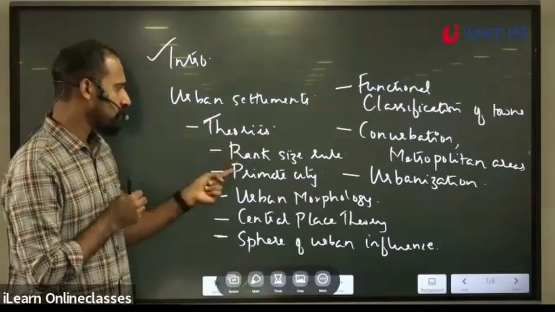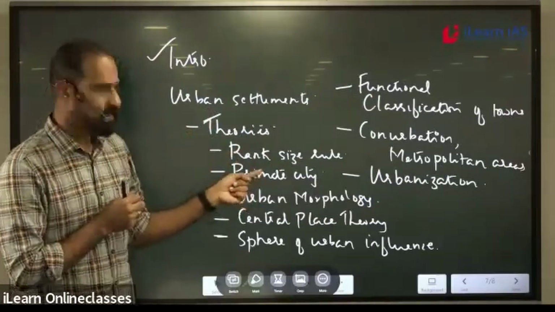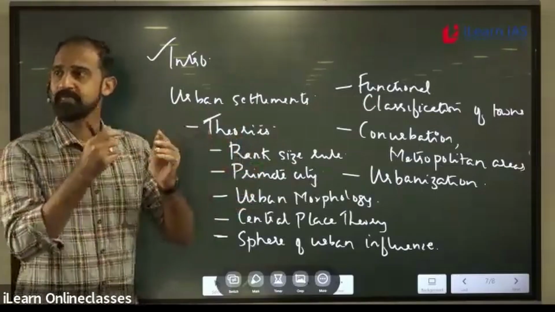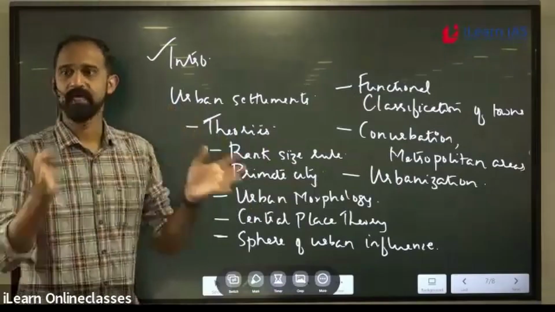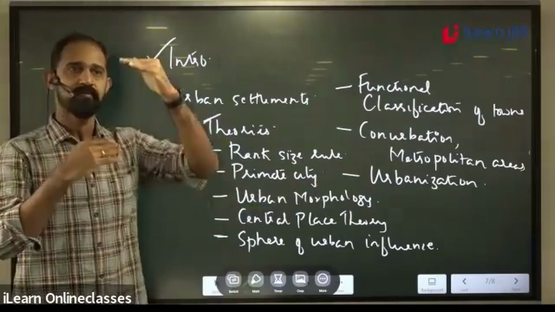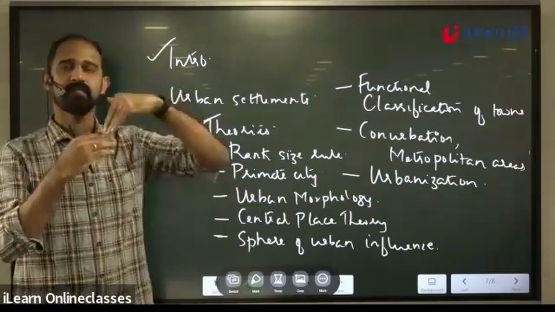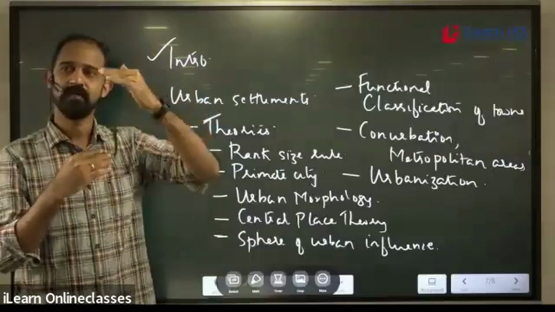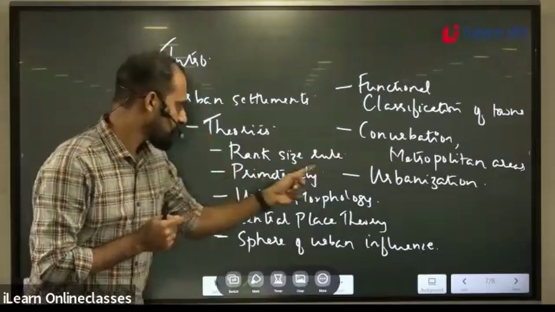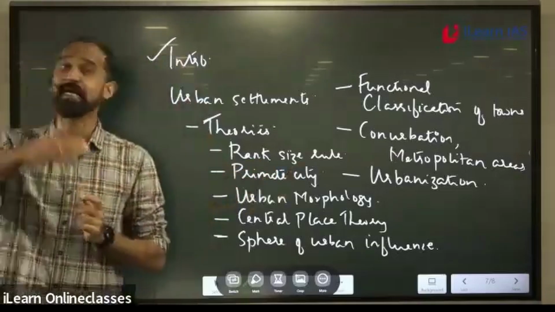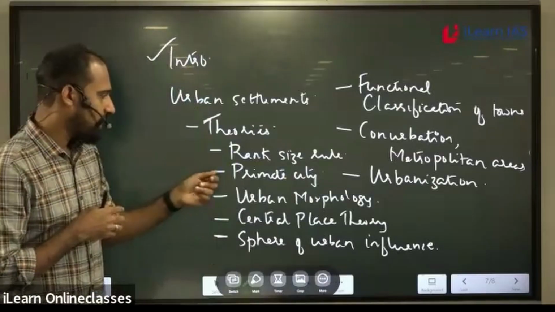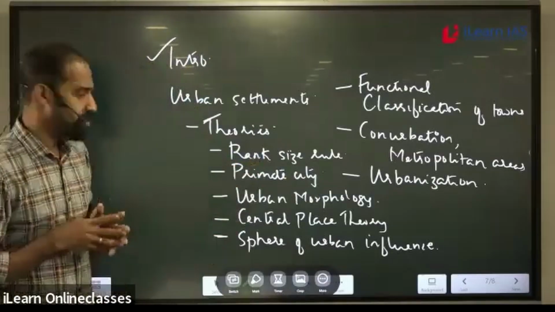Now, rank size rule and primate city is about the relationship between towns and cities in a particular region, in a particular country. What is the relationship with respect to the size? What is the relation between the first, the largest city and the second largest city, or second largest city and the third largest city? So that is about the rank size rule, the hierarchy of cities in a particular region or a country. Then these two are about hierarchy.